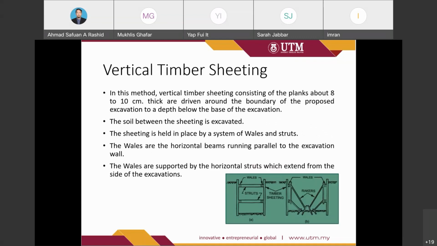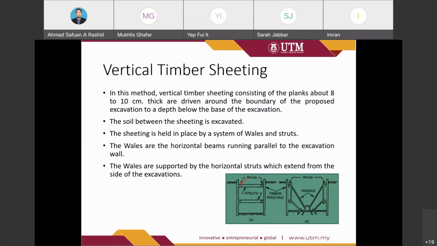So this is vertical timber sheeting. In this method, vertical timber sheeting consisting of planks about 8 to 10 centimeters thick are driven around the boundary of the proposed excavation to a depth below the base of the excavation. So they use a wood plank. The soil between the sheeting is excavated. The sheeting is held in place by a system of wales and struts. So this is the wale.